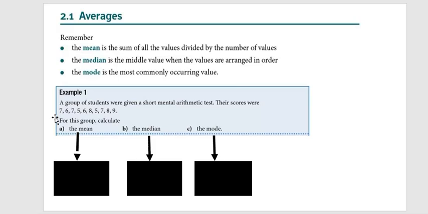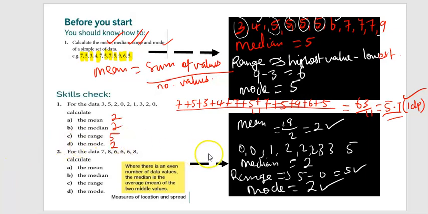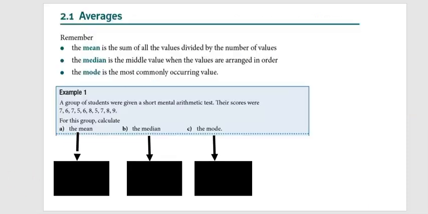Remember, the mean is the sum of all values divided by the number of values. That's what gives us the mean. Right, and we have seen this here. When we look at the mean, we sum all the values and divide by the total number.